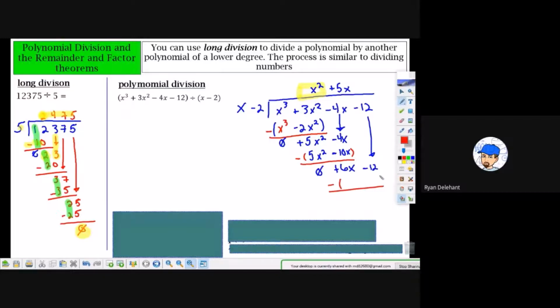Draw our subtraction again. We know that this first thing needs to be 6x. We already have the x, so we're good there. But this is a 1, so that means this needs to be a 6, because 6 times x will give me my 6x. 6 times negative 2 is negative 12, so we know this is 0. Negative 12 minus negative 12.